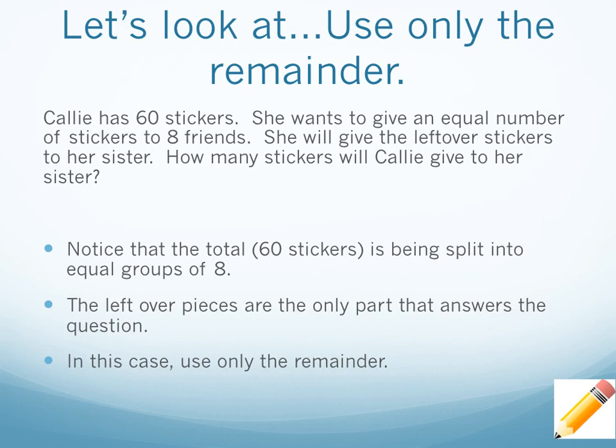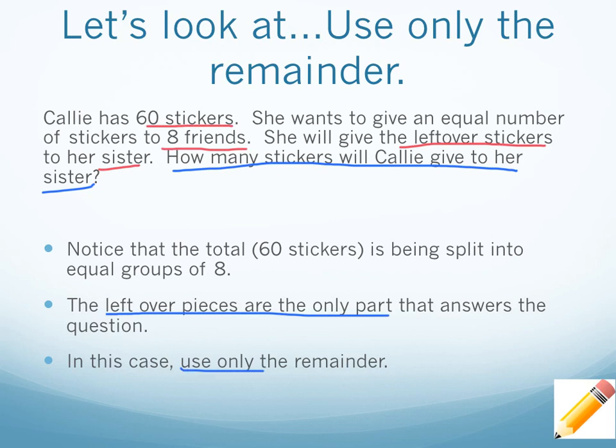Callie has a total of 60 stickers that she's splitting up between 8 friends. But the leftover stickers are going to her sister. So to answer the question, how many stickers will Callie give to her sister, I only need to know how many leftover pieces there are. In this case, only the remainder answers my question.